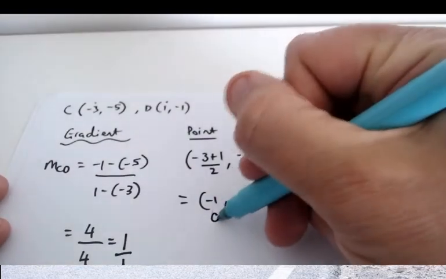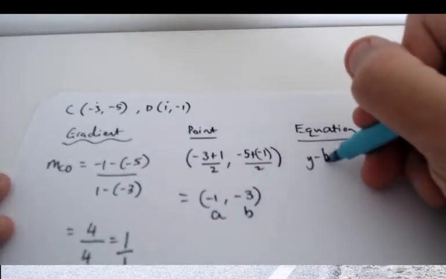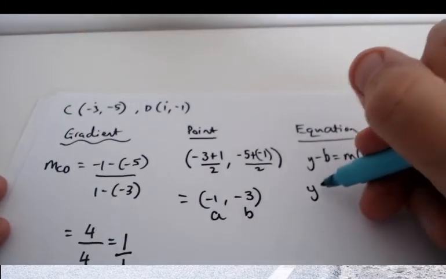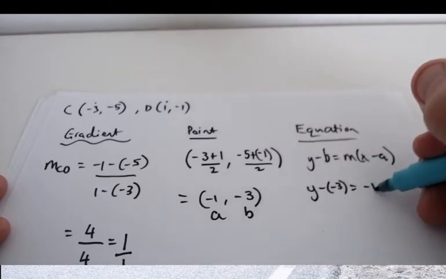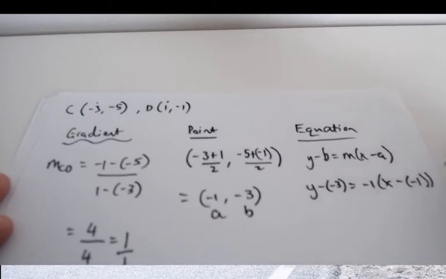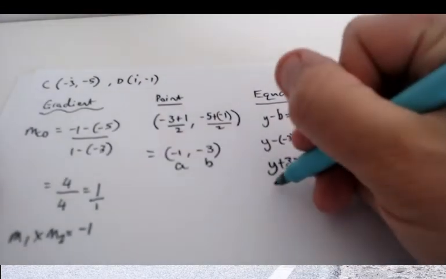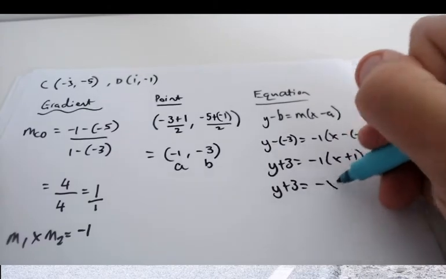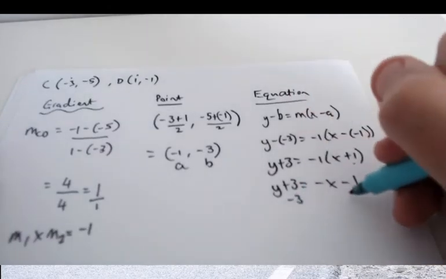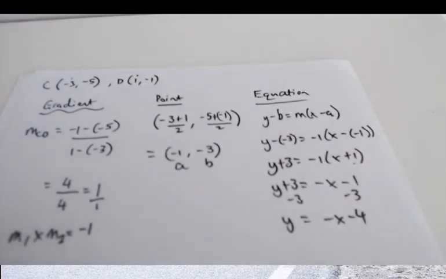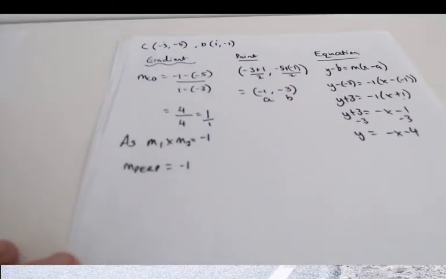Okay, so a and b, we're going to go y minus b equals m bracket x minus a. So that's going to give me y take away negative 3 equals minus 1 bracket x take away minus 1. Tidy up. y add 3 equals minus 1 bracket x add 1. Now I can multiply out my bracket. Minus x minus 1, and then I'm going to take 3 away from both sides. y equals minus x take away 4. Okay, are we keeping up? Good stuff. Right, let's go for another one.